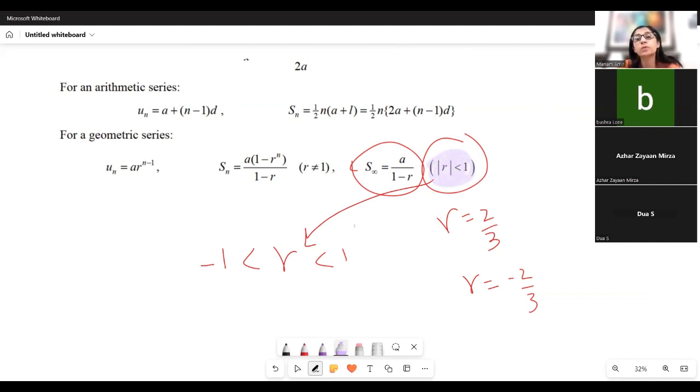Questions will come up that would require us to use this inequality, modulus of R is less than 1. So you must know that if you're finding sum to infinity, then R must be between minus 1 and 1. It could be a positive value less than 1, or a negative value greater than minus 1. Has to be between 1 and minus 1. Okay. Question 5.